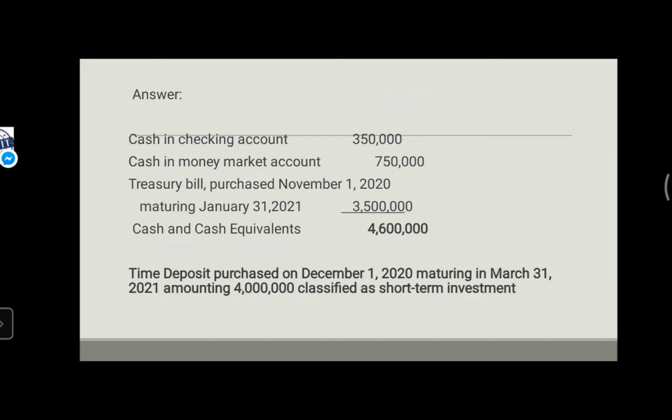So ang answer is cash in checking account 350,000, cash in money market account 750,000, treasury bill purchase November 1, maturing January 31, 2021 na 3,500,000. So may total na cash and cash equivalents na 4,600,000. So dito nakalagay sa baba, time deposit purchase on December 1, 2020 maturing in March 31, 2021 amounting 4 million classified as short-term investment because yung term niya is lumagpas siya ng 3 months. Dapat para ma-classified na cash and cash equivalent is dapat 3 months or less before the maturity date. Yun lang po, sir.